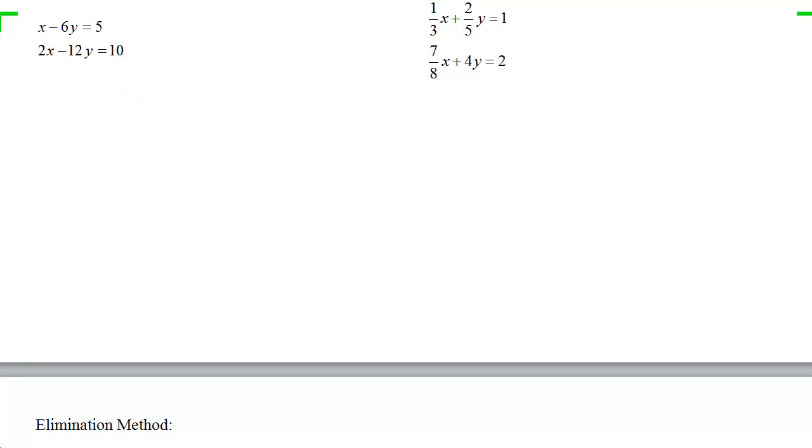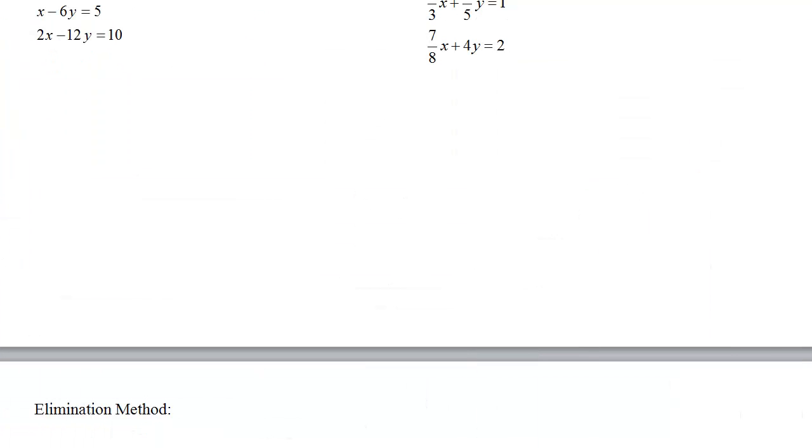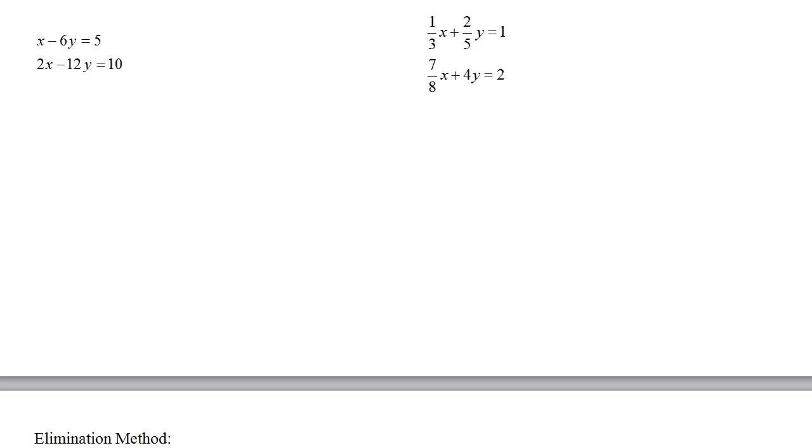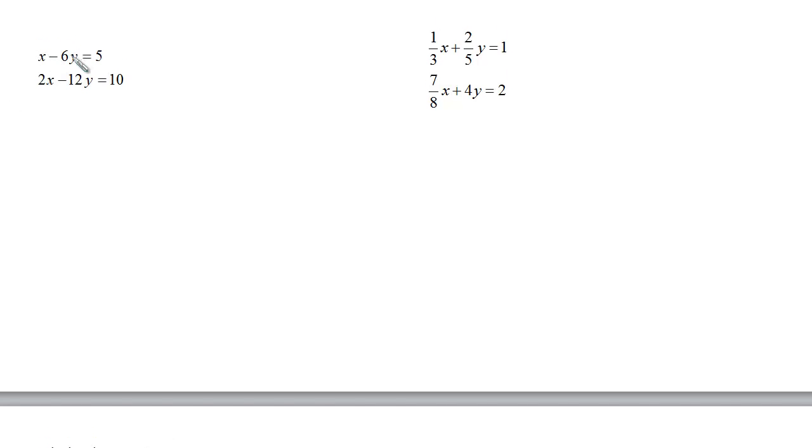And just a couple more examples here, and then we'll take a look at the elimination method. So now a little extra step here. I need to solve for one of the variables. So I'll solve for this one because I just have a single x, by adding 6y to both sides. So x equals 6y plus 5. Now I take this and replace it in here for x.